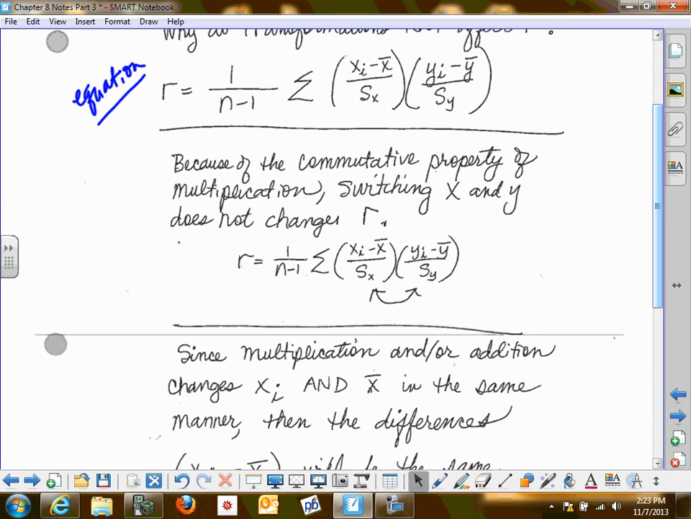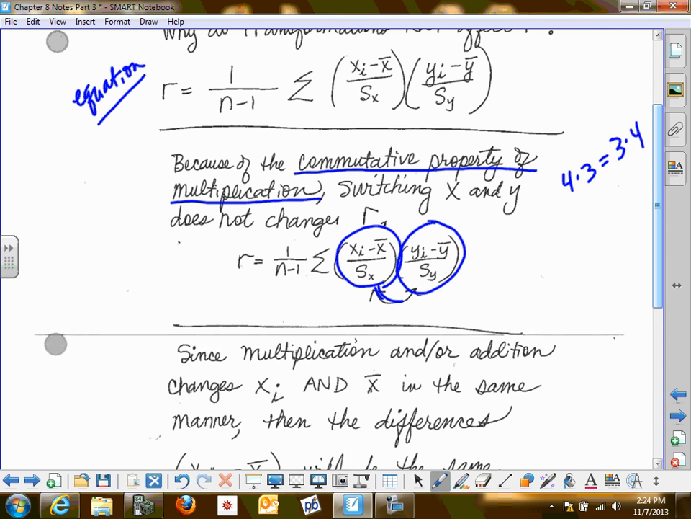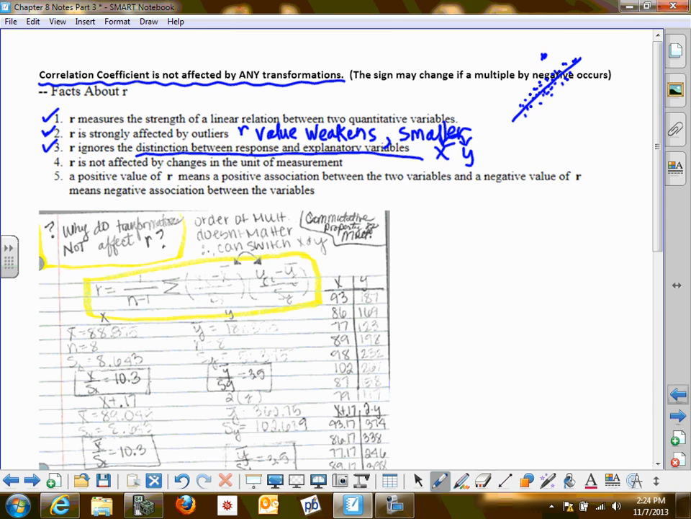And guess what? Because of this thing you learned about a long time ago, the commutative property of multiplication. A real simple example of that, 4 times 3 is going to be the same as 3 times 4. Well, guess what? This value times this value will be the same because of the commutative property of multiplication. That product will be the same. So, switching your x and y values will not change the strength of your correlation. Okay, so that's something that you need to know.